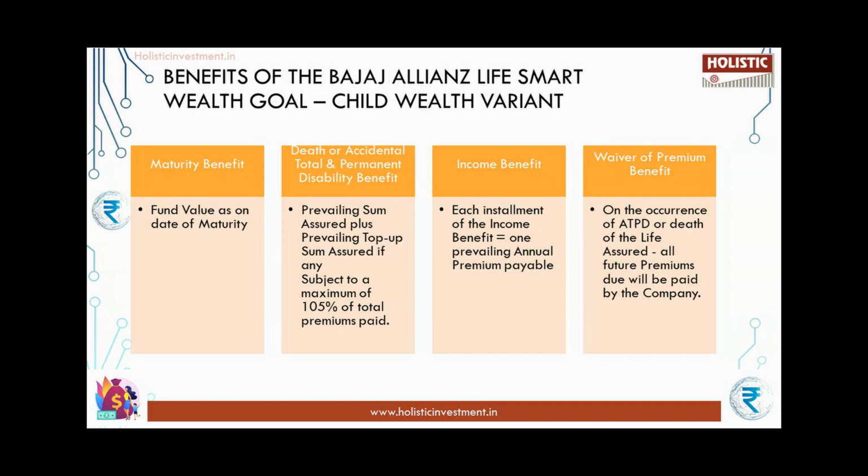Next, income benefit. On the occurrence of death or accidental total permanent disability of life assured, whichever is earlier, an additional benefit as income benefit will be payable. Each installment of income benefit is equal to one prevailing annual premium payable on the policy anniversary after the date of death or ATPD, whichever is earlier. Next, waiver of premium benefit. On the occurrence of ATPD or death of life assured, whichever is earlier, during the premium paying term, all future prevailing premiums due under the policy will be paid by the company. The policy will continue with all other benefits till the date of maturity of your policy.